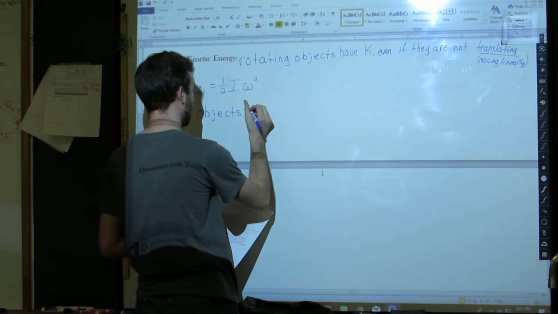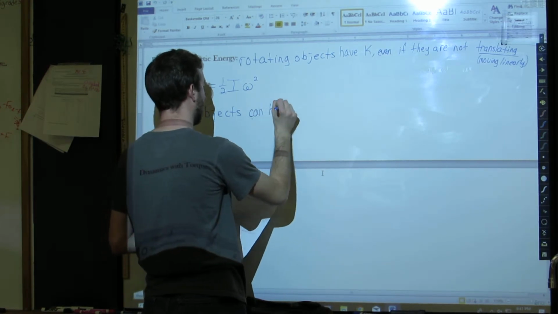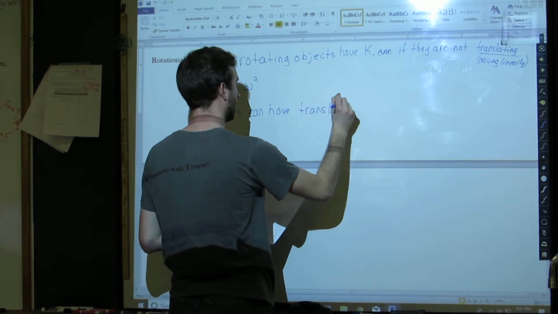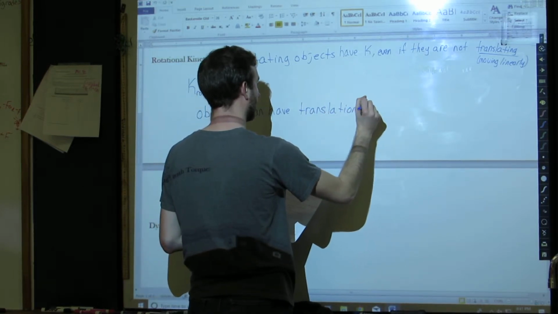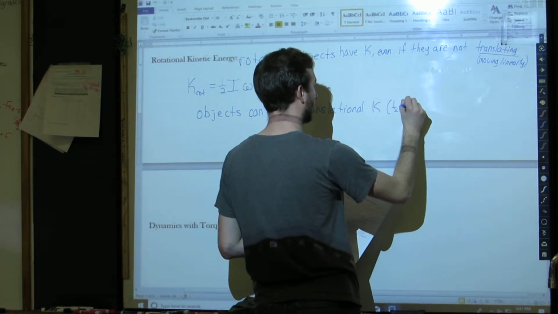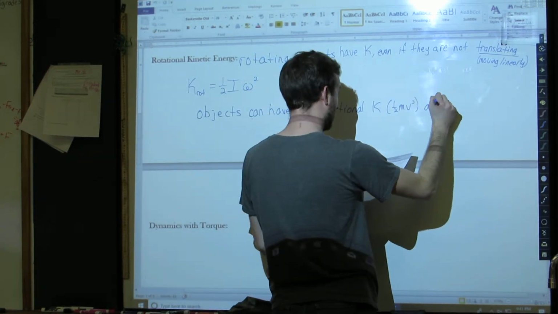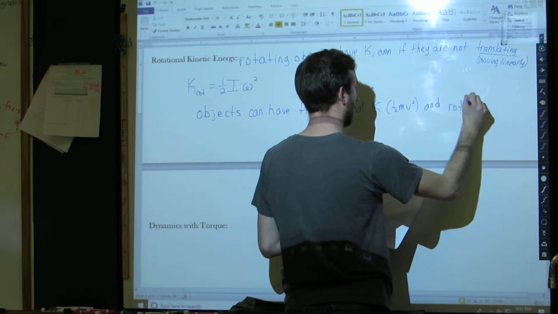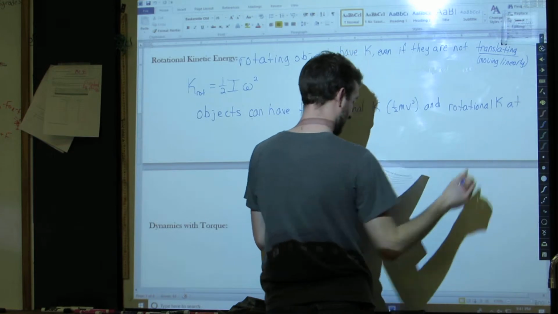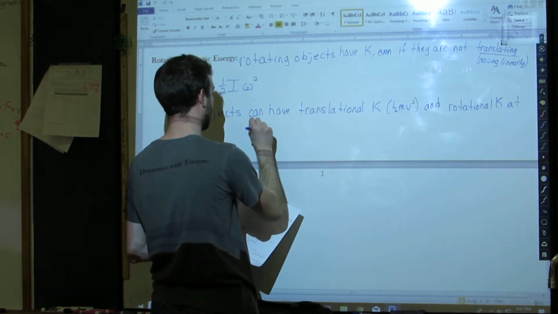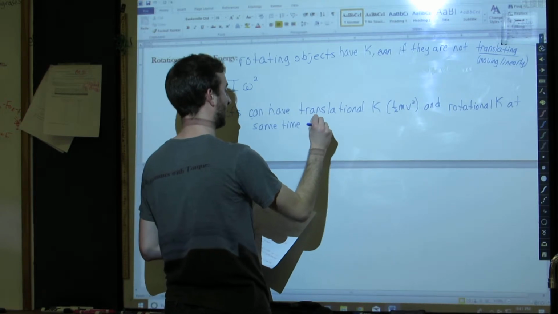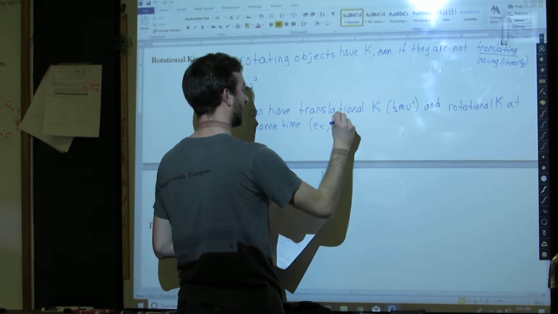Objects can have translational kinetic energy, obviously, 1/2 mv squared, and rotational kinetic energy at the same time. For example, objects that roll.